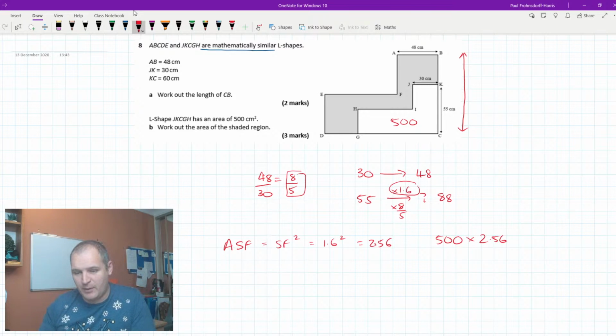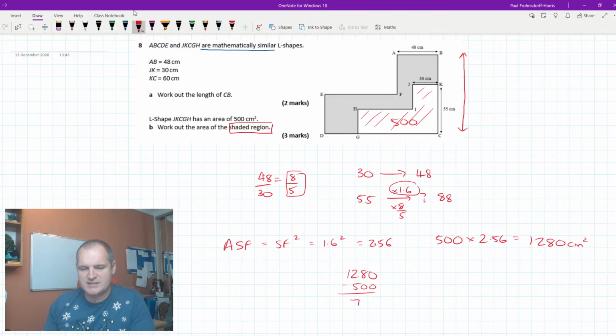And I would give anyone a couple of marks here if I saw 1280. However, what you've got to check when you're doing this is it doesn't say the big shape, it says the shaded region. And you must think, when you are finishing questions off, you must also make sure you've got units. You must always look back and go, what is it asking me? It's not asking me the whole shape. I've now got to cut out this 500 to get just the shaded bit left. So my final answer must be 1280 minus 500 on my calculator is 780 centimetres squared, because I have to cut out or take away the bit I've already done.